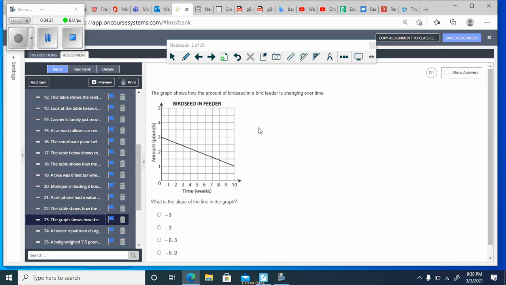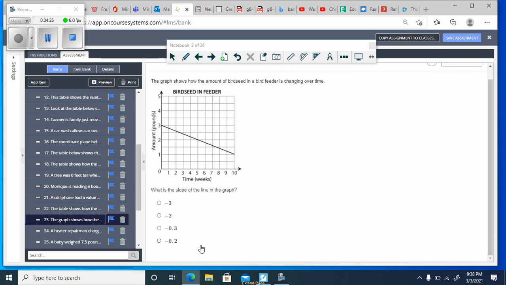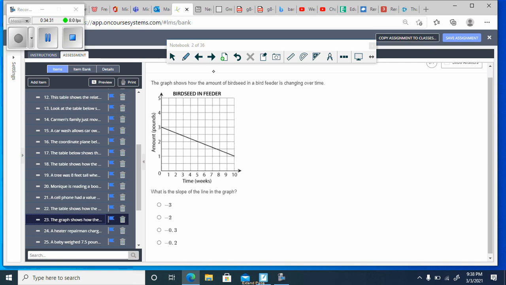The graph shows how the amount of bird seed in a bird feeder is changing over time. What's the slope of the line? Let's find 2 points, and we know that slope is change in y over change in x. So we can simply use this right here. I'm going down 1 and over 1, 2, 3, 4. Down 1 and over 4.